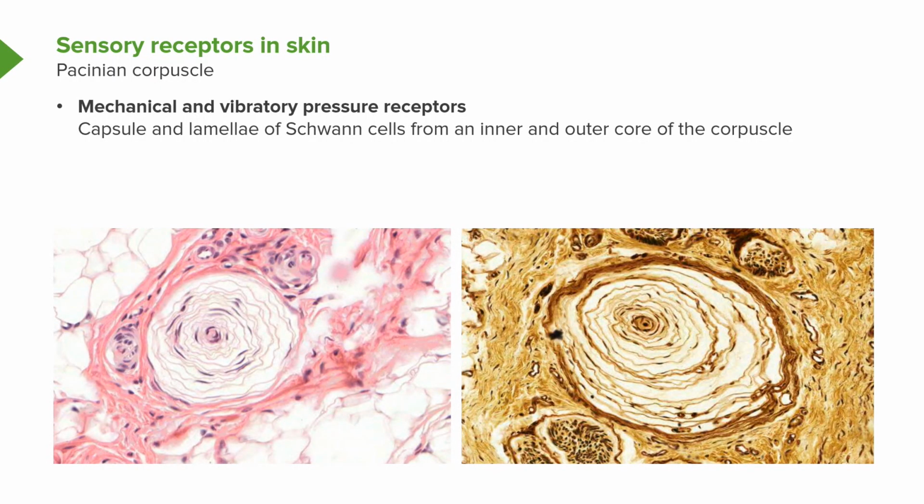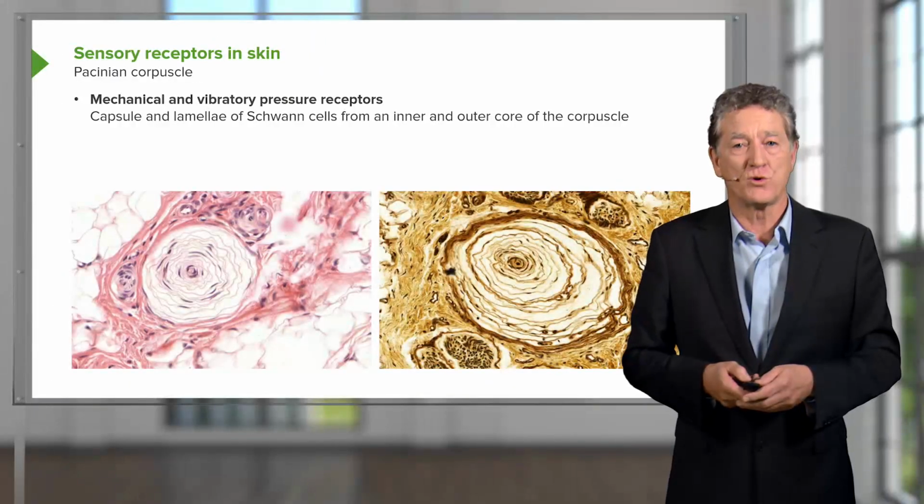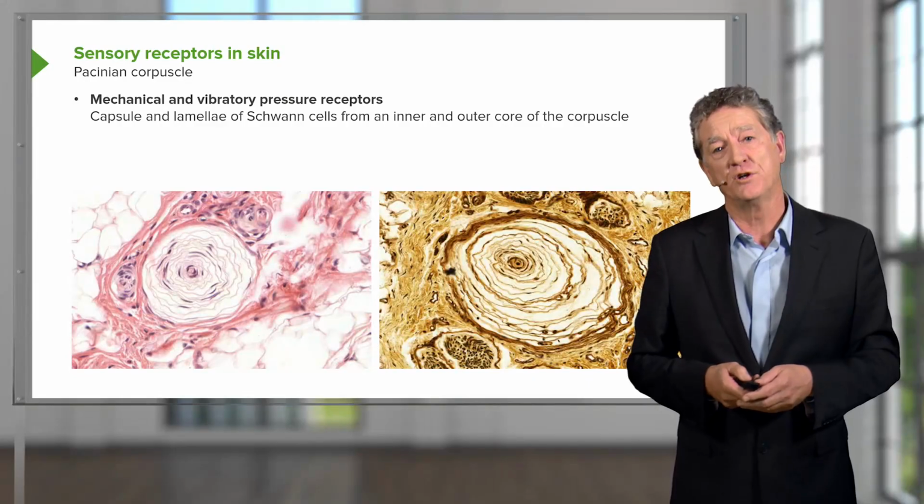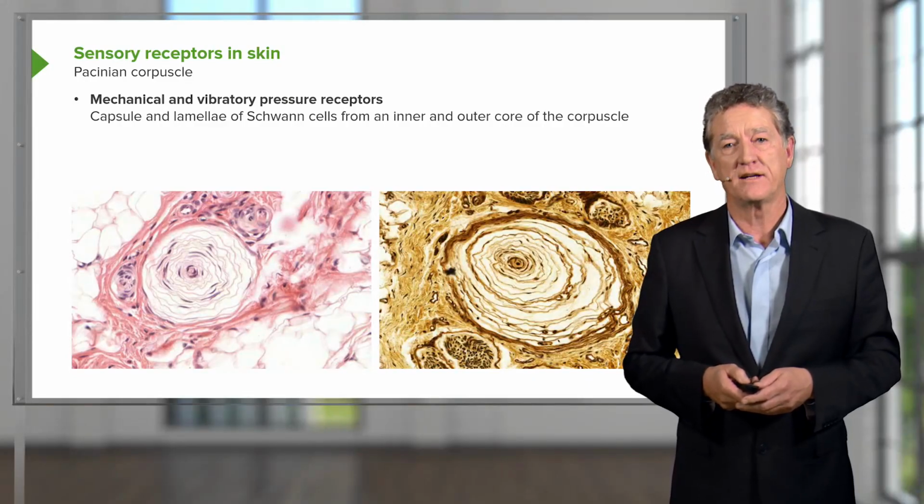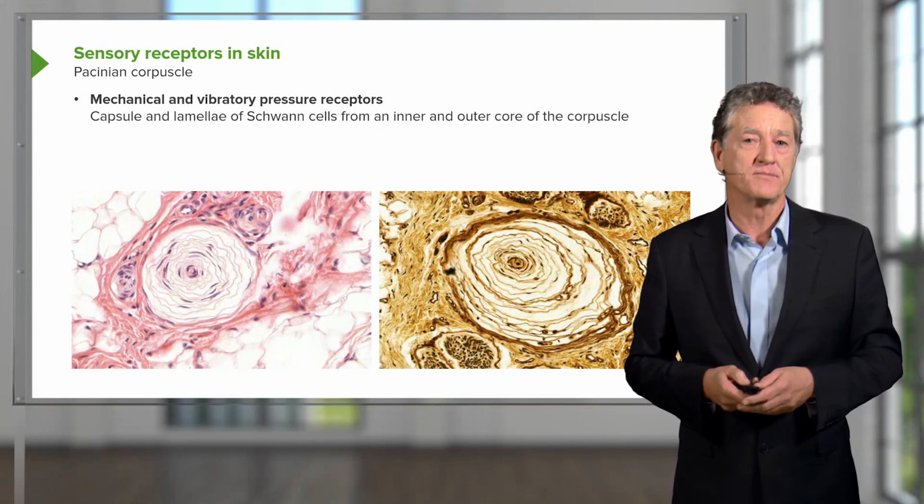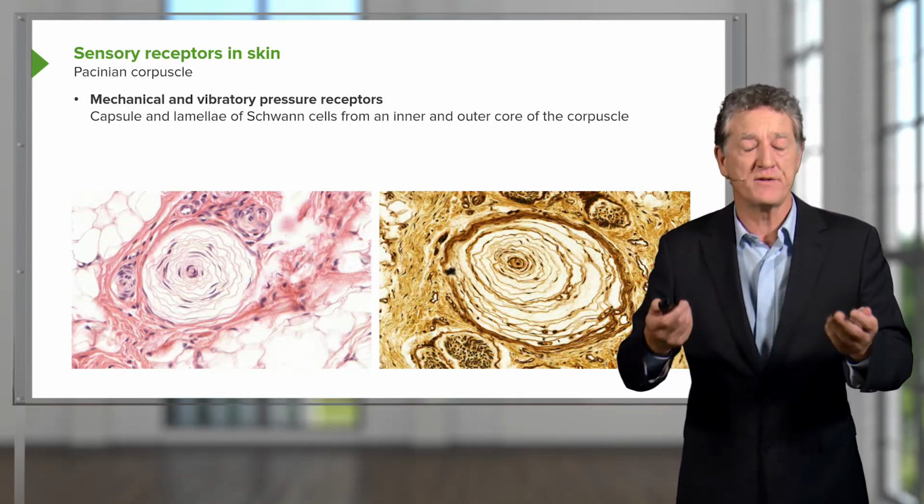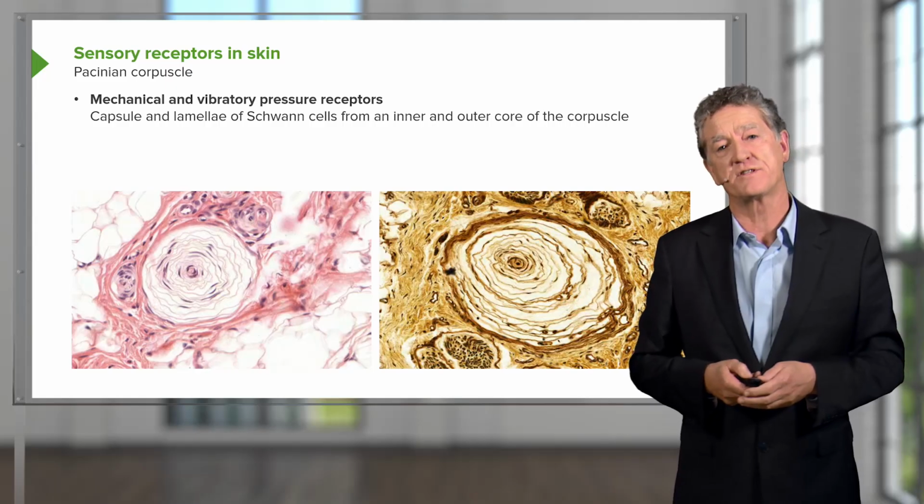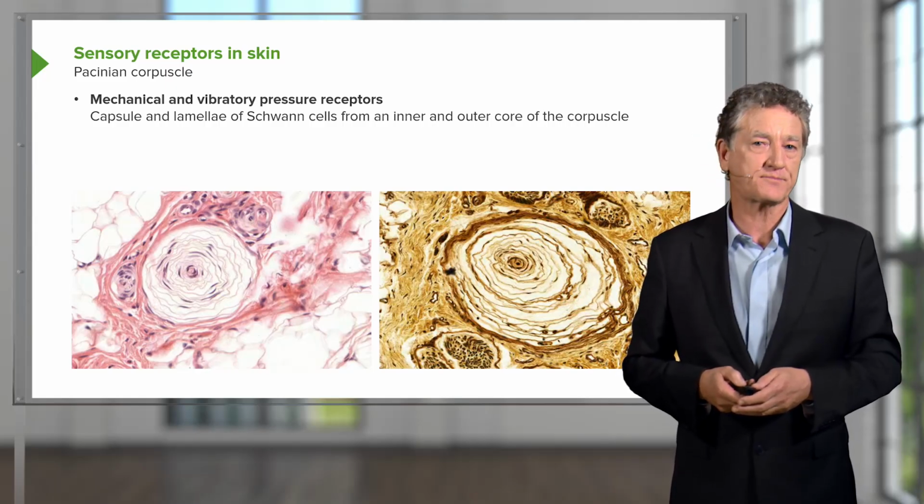Now, fluid lies between all those lamellae. And when pressure or vibration is applied to the surface of the skin, then that distorts the capsule and it distorts these lamellae of Schwann cells. And that distortion is then transmitted through the fluid to then initiate a stimulus on the axon, and therefore the information is conveyed back to the central nervous system for interpretation.